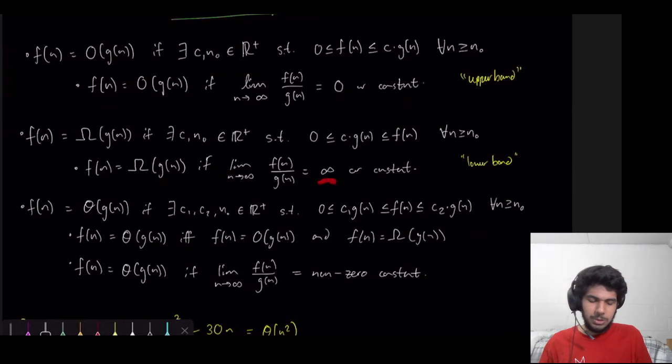Omega is when it's equal to infinity or constant, so the intersection is constant, which is here, and it has to be non-zero. Okay, kind of difficult to understand with all of these numbers and things, so it really helps to do some examples. So let's just go through a couple of examples right here.